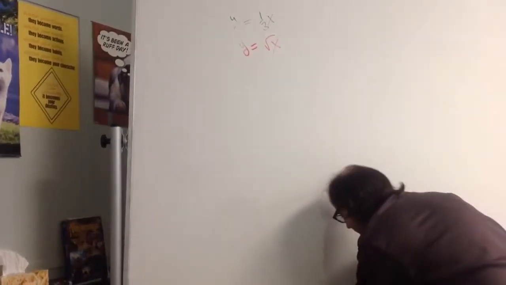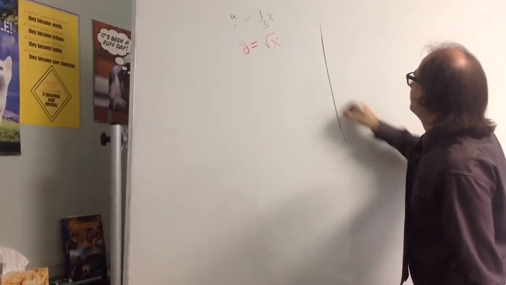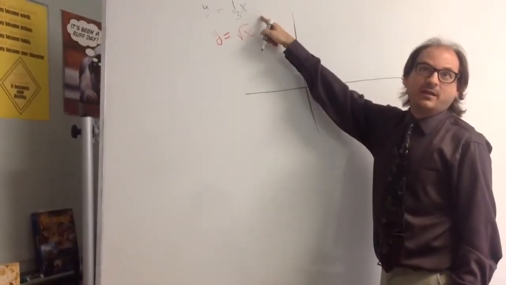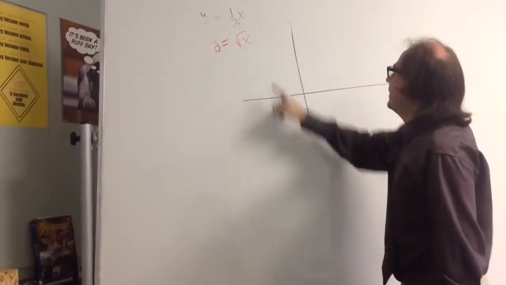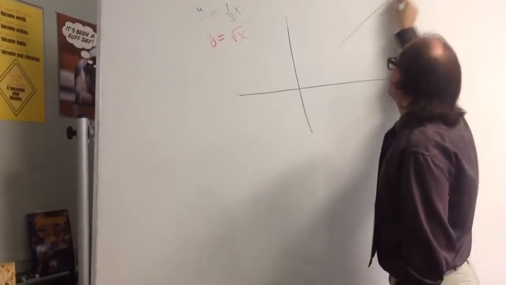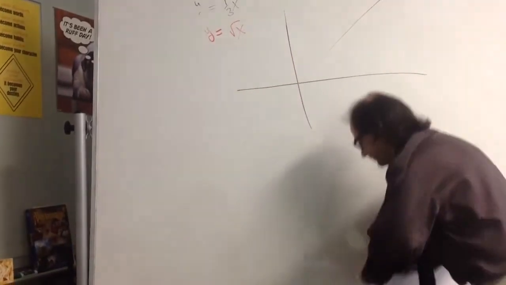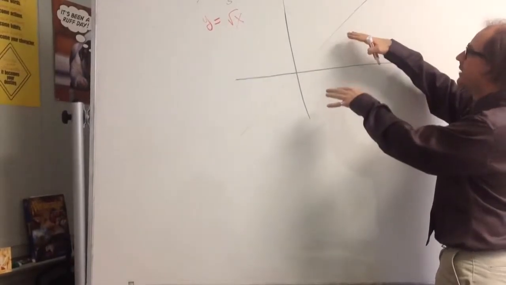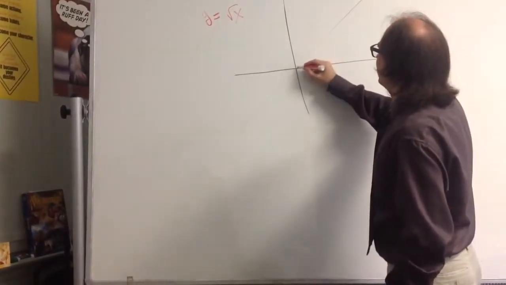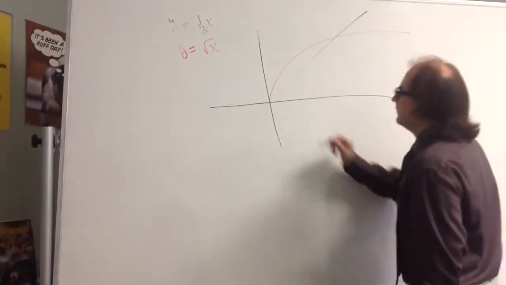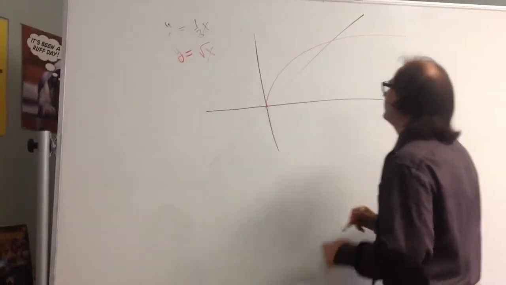So what do these look like? Well, 1/3 x, that's just a straight line, positive slope. And the y-intercept is right at 0, through the origin, so something like this. And the square root of x, which is in red, well, that's just your sideways parabola, so a radical graph. So something like that, also connects at the origin. So we sort of get one of the intersection points for free right there.